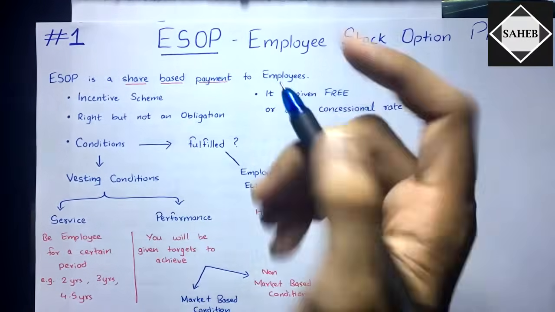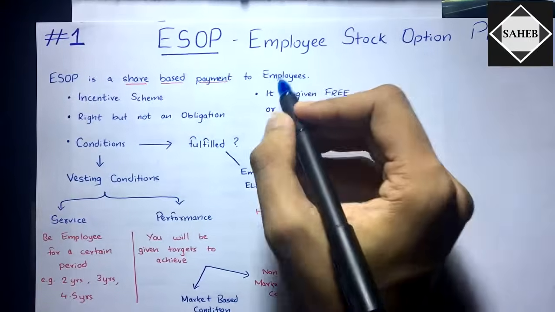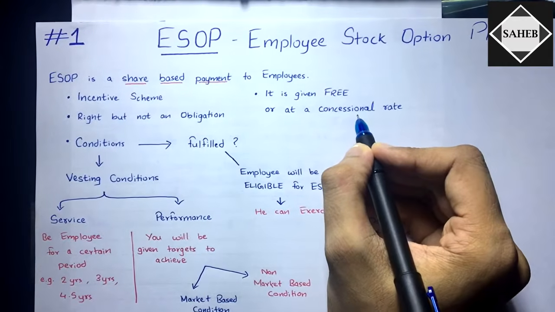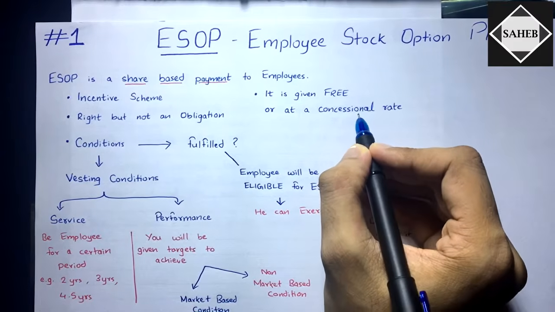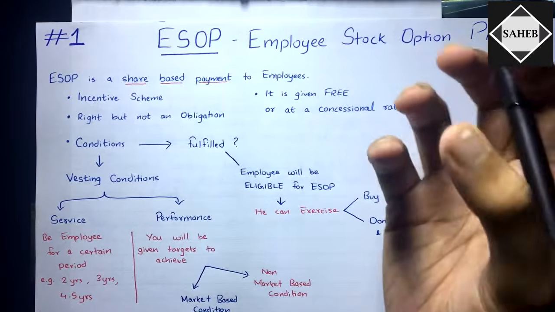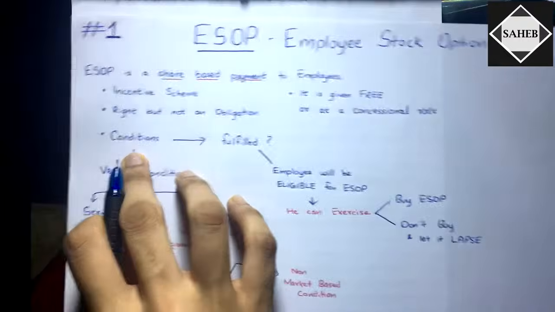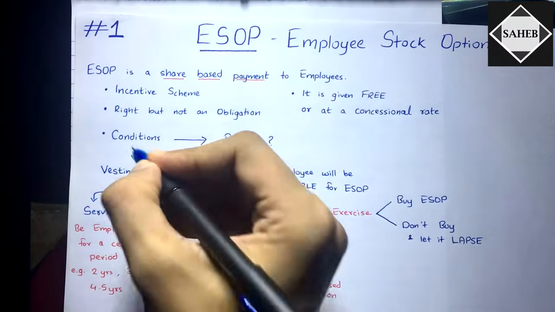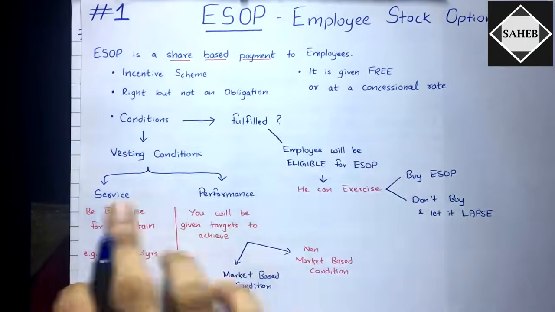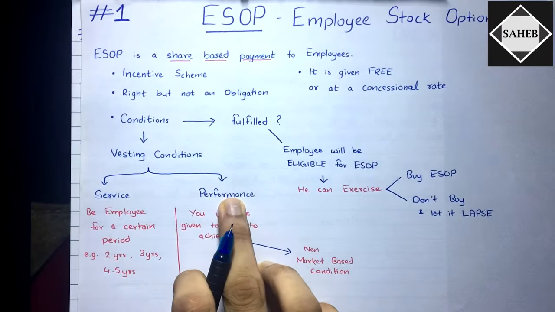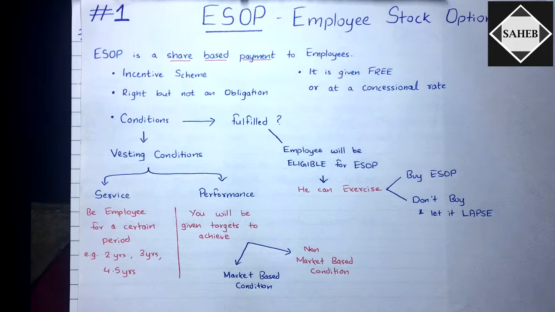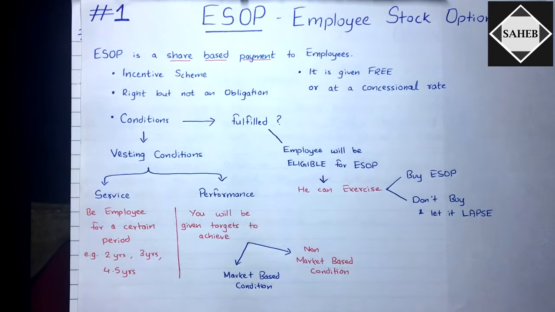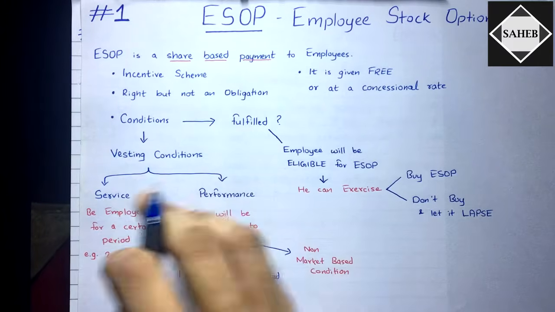So ESOP is an instrument given to the employees. With that instrument, employees are able to purchase the shares of the company at very low prices, but only when certain conditions are fulfilled, such as service condition and performance condition. Performance condition means the employee has to achieve some targets, some income he has to earn for the company. And the main thing is the service condition.